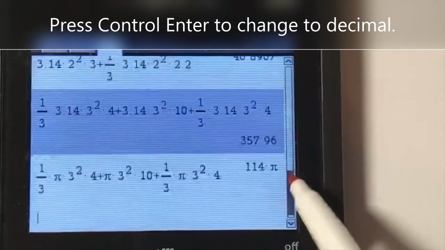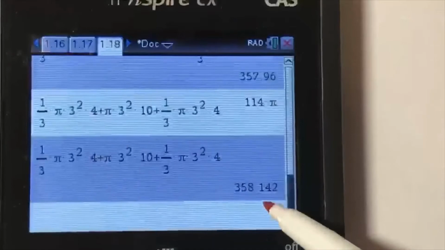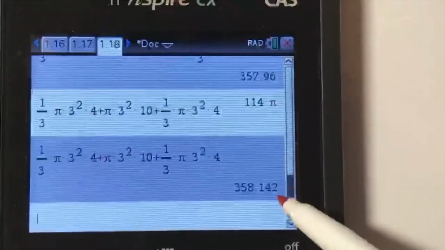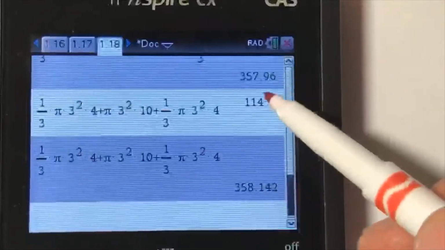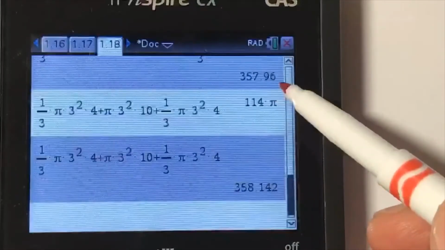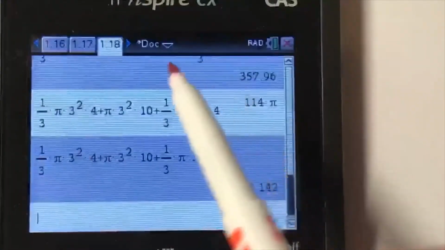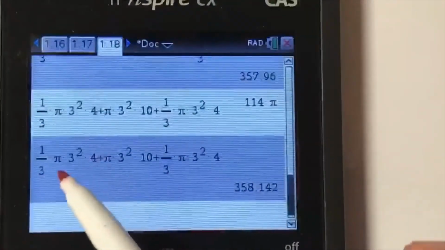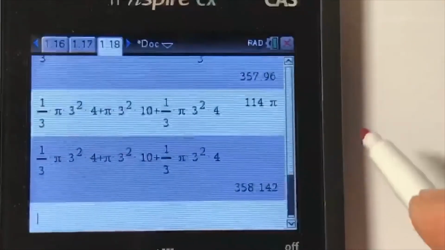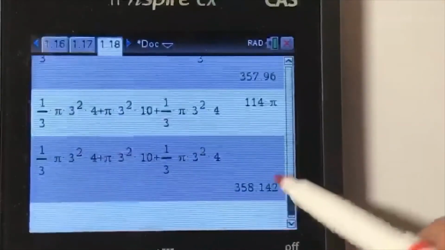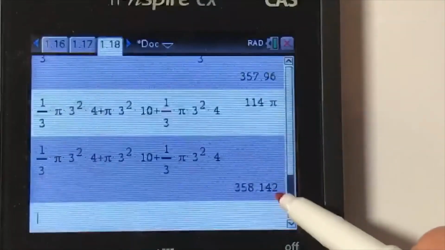So here it is. 358.14 would be my rounded answer at the end, versus 357.96. Make sure you're following the instructions to use 3.14, not all of pi, especially on the ACP when you are doing the free response. Make sure you're following those notes. Use 3.14 and then round at the end.